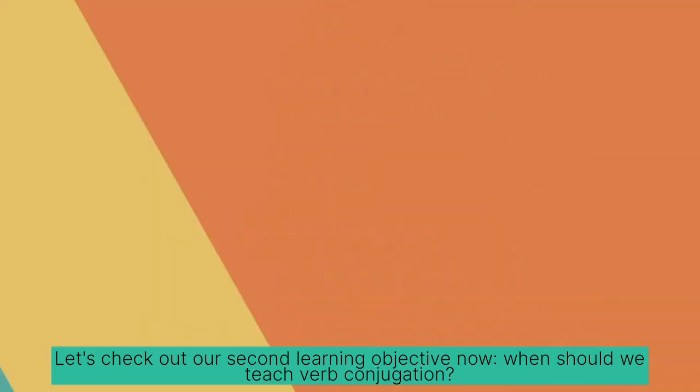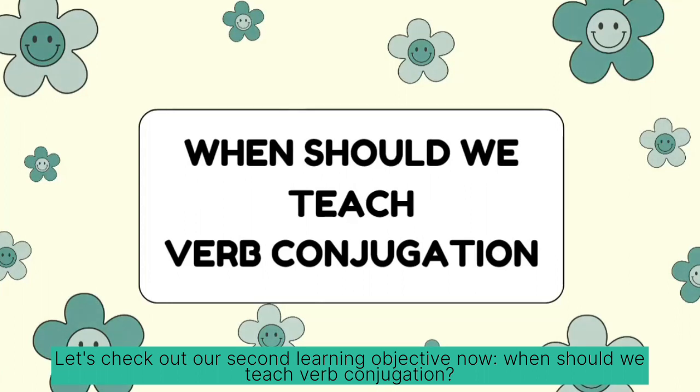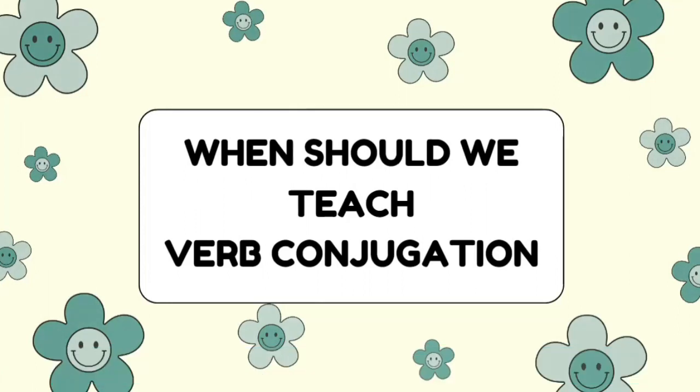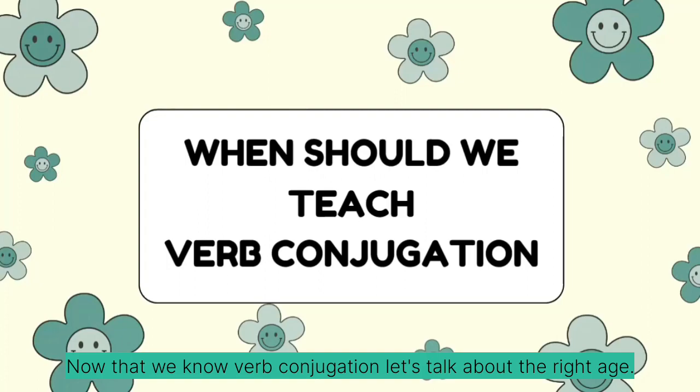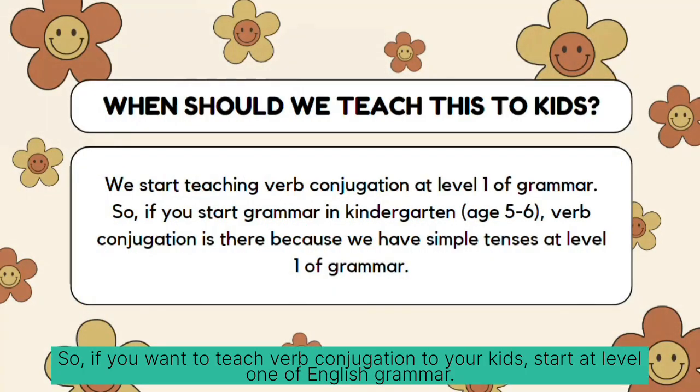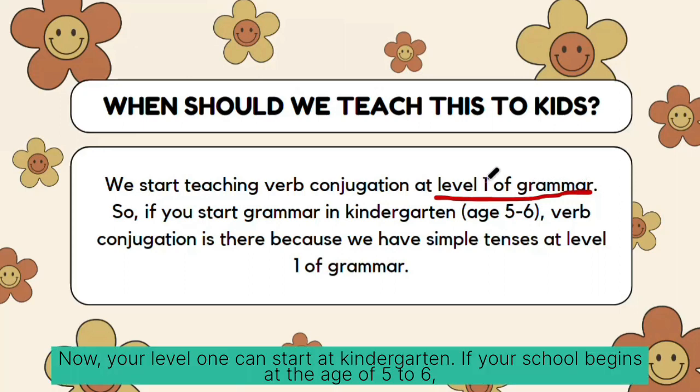Let's check out our second learning objective now. When should we teach verb conjugation? Now we know what verb conjugation is. Let's talk about what is the right age. So if you want to teach verb conjugation to your kids, start at level 1 of English grammar. Now your level 1 can start at kindergarten.